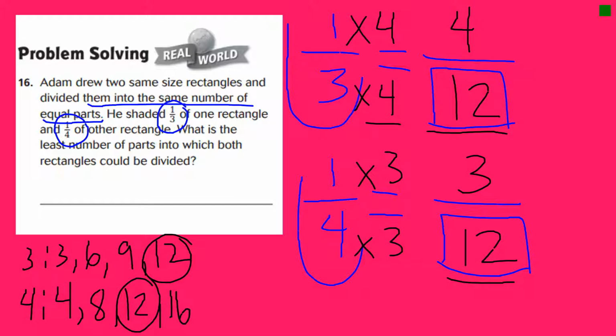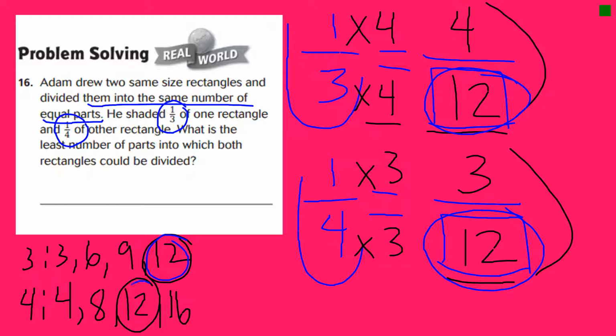You got it. Right? So what is the least number of parts into which both rectangles could be divided? They're not asking for these fractions, are they? They are asking for the number of parts in which both were divided into, or the least common multiple, least common denominator, 12 parts. All right, excellent. Let's keep going.